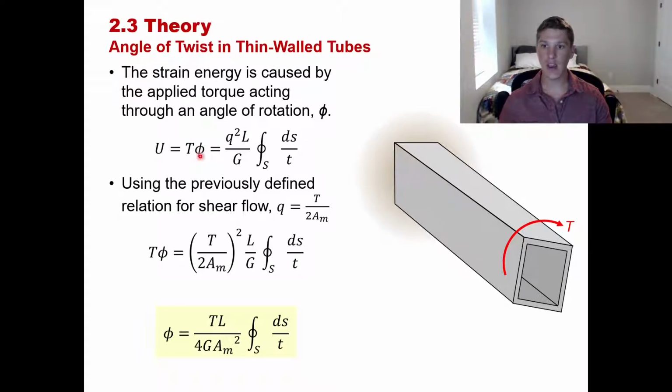We're after phi here because we're interested in what the angle of twist is when we apply a torque to this hollow shaft. So we're going back to one of those first equations that we derived for shear flow, and we are going to plug in for this q squared term. We're going to plug in our shear flow equation, which was equal to our externally applied torque divided by 2 times our mean area. So when I plug that into this equation and then divide both sides by T, our externally applied torque, I get this equation for our angle of twist.